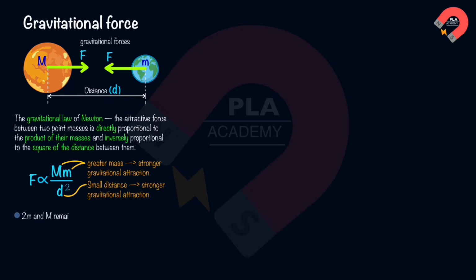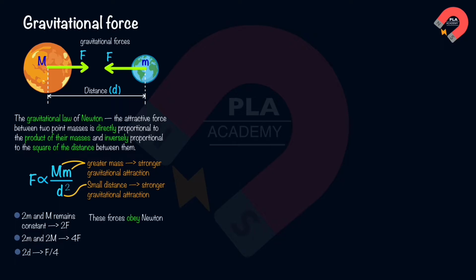If the mass of one object is doubled, the force between them is doubled. However, doubling the mass of both objects together, the force between them increases fourfold. This is because the force is proportional to the product of their masses. If the distance between two objects is doubled, the force between them is quartered. This is because the force is inversely proportional to the square of the distance.